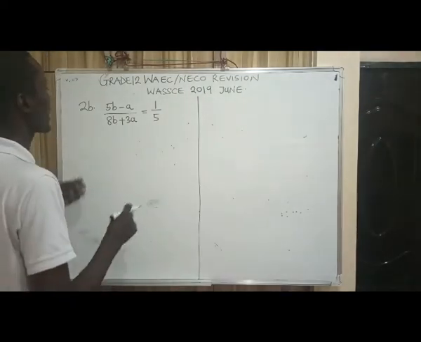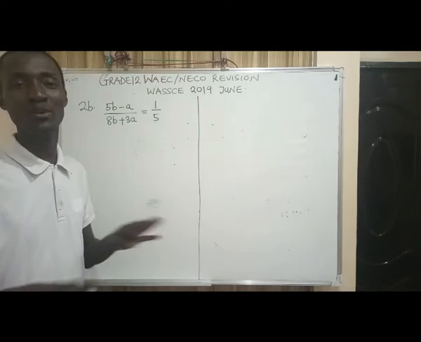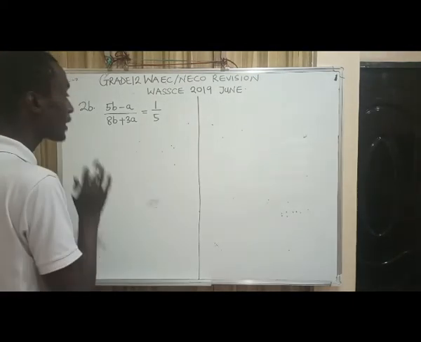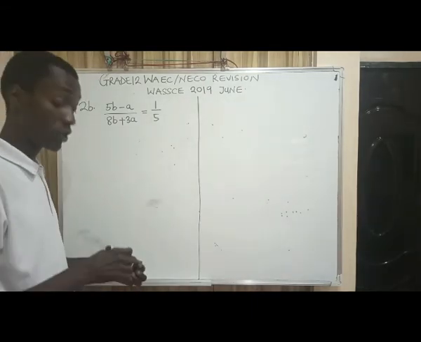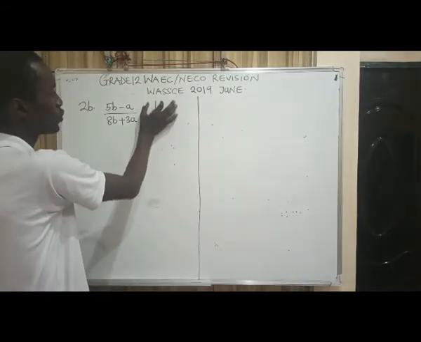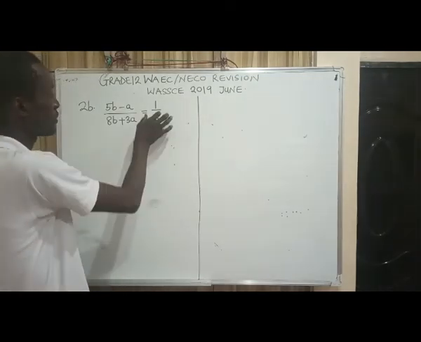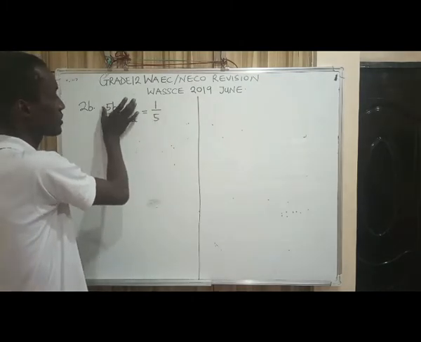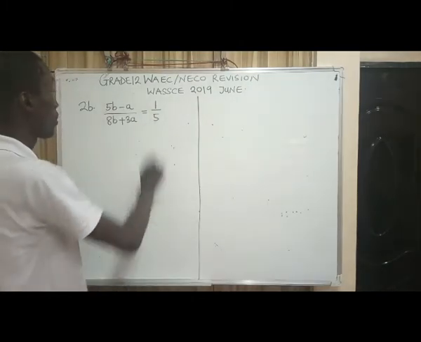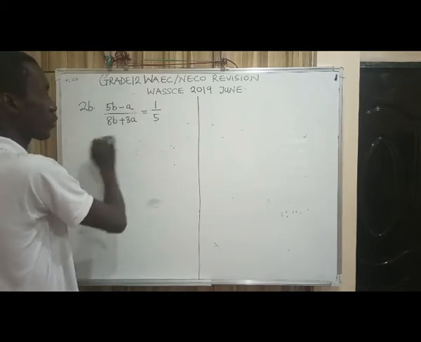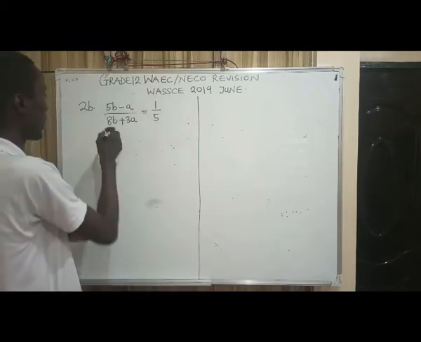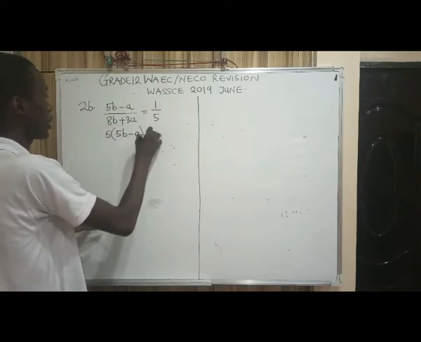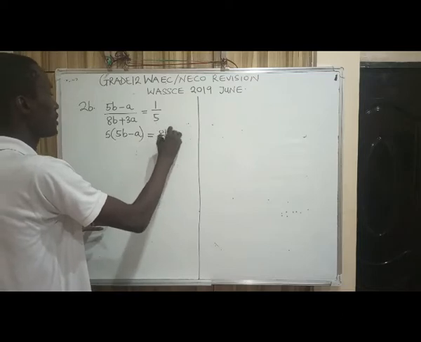So how do you do this? I've often told students that there's nothing like cross multiplication, and that is a statement of fact. So how do you handle this? Now look at a simpler way I've tried to devise to handle problems like this. What is 5 doing to this? It is dividing 1. So what will it do to this? It will multiply it. What is this doing to this? It will divide it. So what will it do to this? It will multiply it. So that will give you 5 into 5b minus a equal to 8b plus 3a.